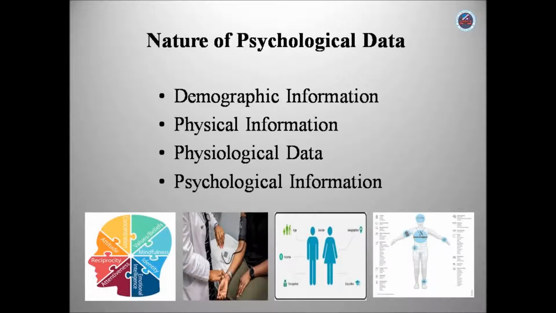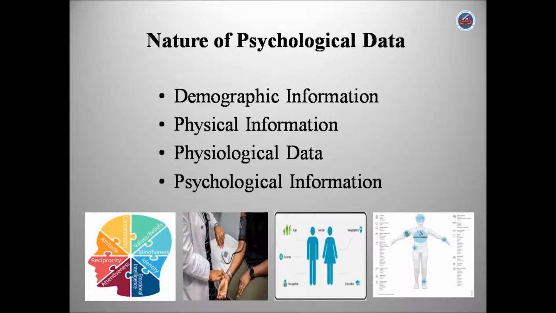Then physical information includes information about ecological conditions, mode of economy like socioeconomic status, housing conditions, and transportation. Then comes physiological data. It involves collecting data like height, weight, heart rate, level of fatigue, blood pressure, or any chronic illness, or whether the person is under medication. All this comes under physiological data.